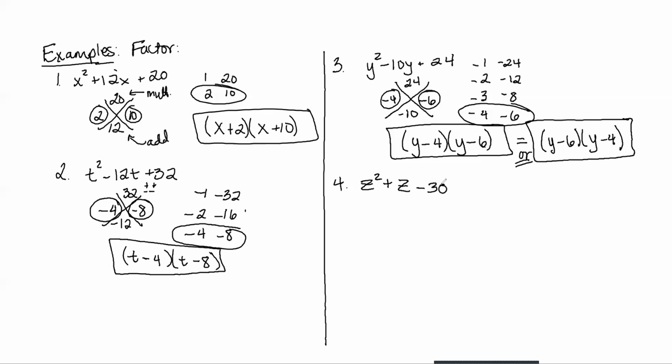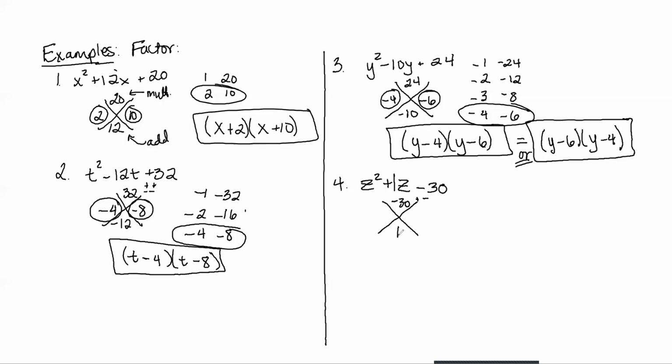So this one's different for a couple of reasons. Let's set up our big X. We're multiplying to a negative 30. The only way to get a negative is to have a positive and a negative. And then we're adding up to our middle number, which in this case is 1. If you don't see a number, it's a 1.